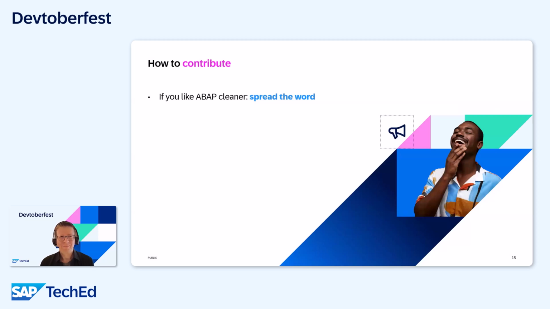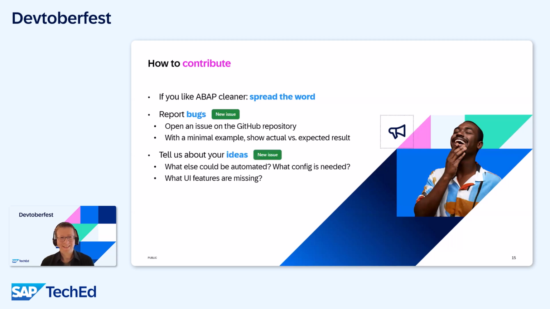So if you want to contribute to ABAP Cleaner or to continue to contribute, like I think is always true for all open source projects, spread the word about it, report bugs, tell us about your new ideas, what could be automated, what configuration you need for your code style, what new ideas you have for UI features, or if you just want to make it one click, give it a star so we know you're using it and it helps you. That's much appreciated.